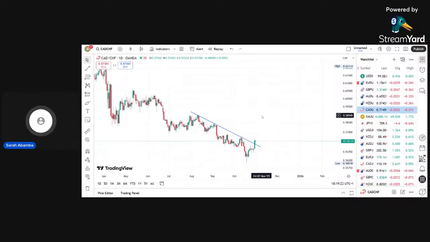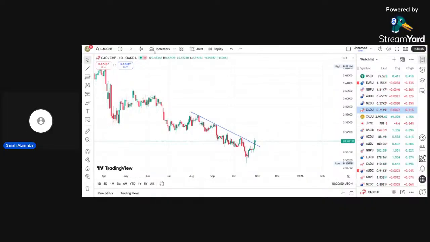The first thing you do when you want to do your analysis is mark support and resistance zones. If you want to do your analysis, you first of all mark your support and your resistance. Hope this is taken. That's the first thing you should do. Okay, so I've marked my support and my resistance.